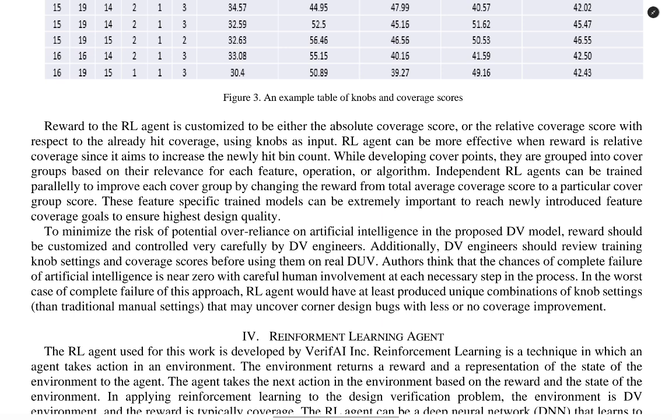While developing cover points, they are grouped into cover groups based on their relevance for each feature, operation, or algorithm. Independent RL agents can be trained in parallel to improve each cover group by changing the reward from the total average coverage score to a particular cover group score.